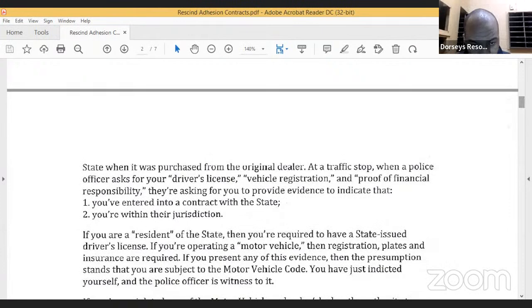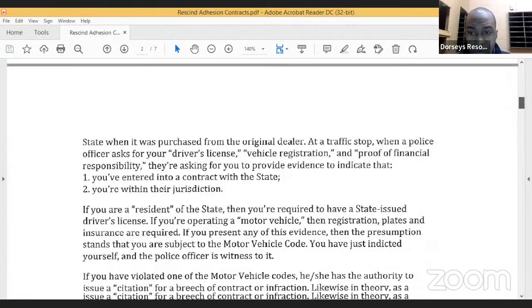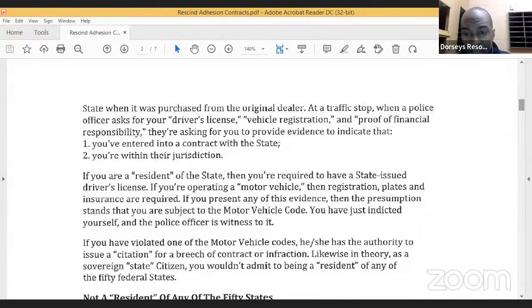Okay, state when it was purchased from the original dealer. I was going over the manufacturer certificate of origin at a traffic stop.